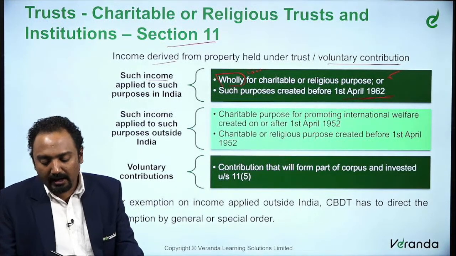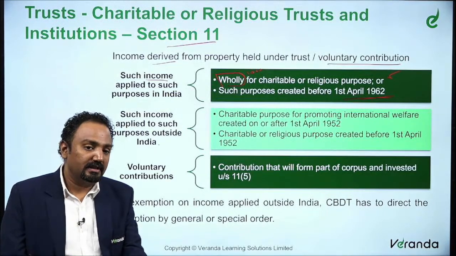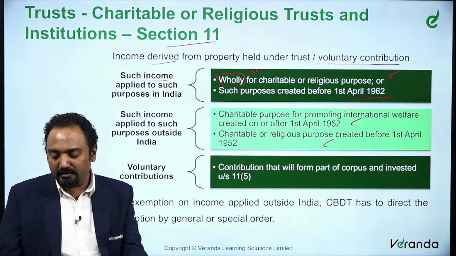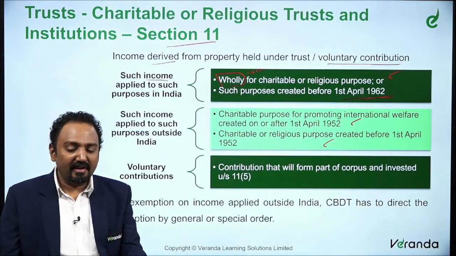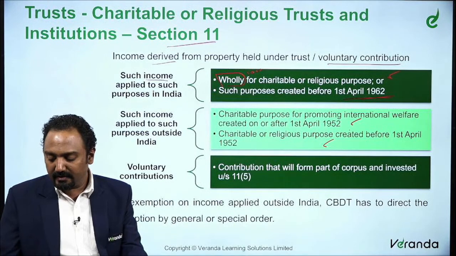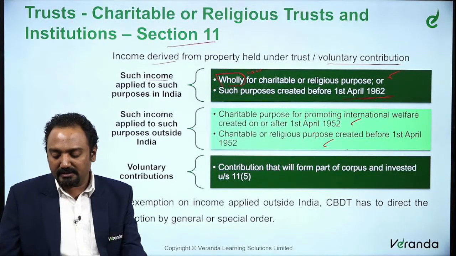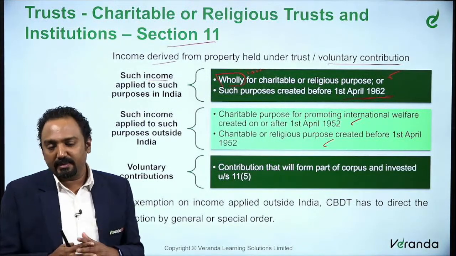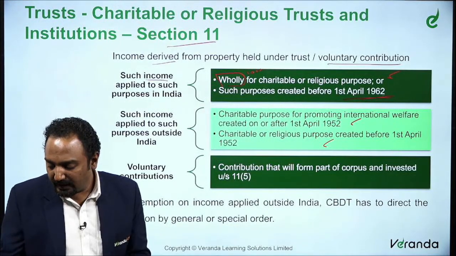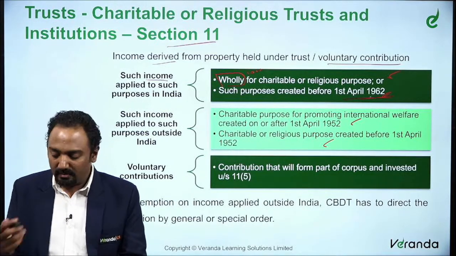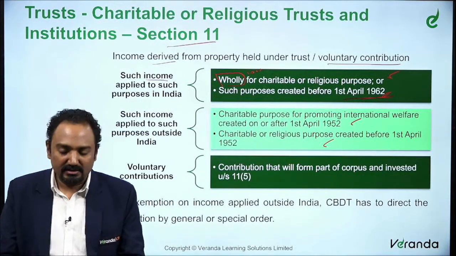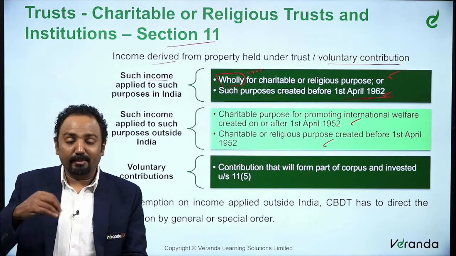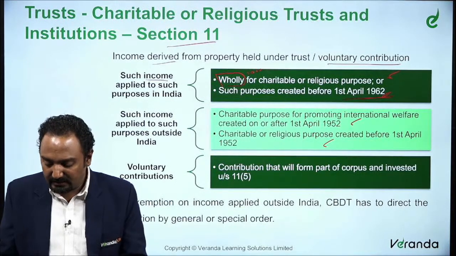So that is the one, and such income applied to such purpose outside India. What happens if it is actually outside India? Then this should fall under promoting international welfare, created before 1st April 1952. Don't ask me why 1952 is here, there is no reason, it could be something else. Only because this 1962 had a reason, I probably explained to you. This 1952, we just need to understand. So whatever income is applied for the purpose of outside India will not be considered as an income.